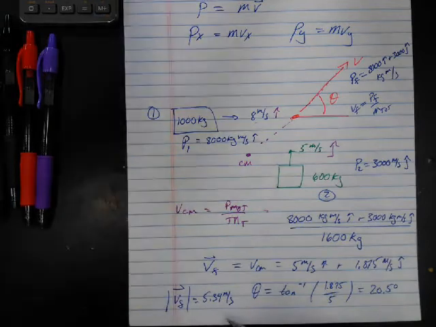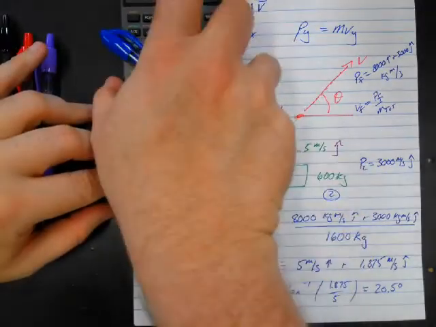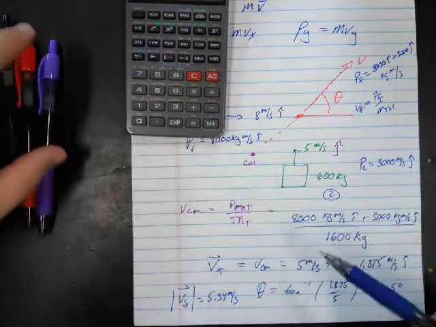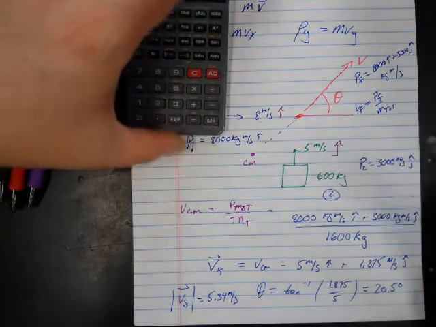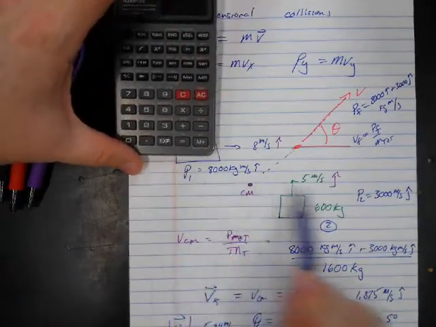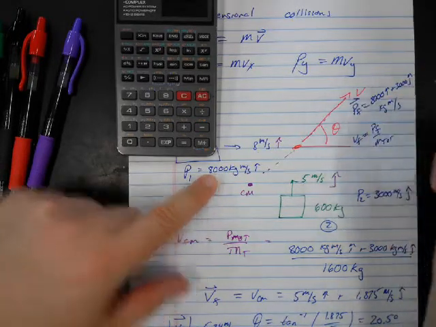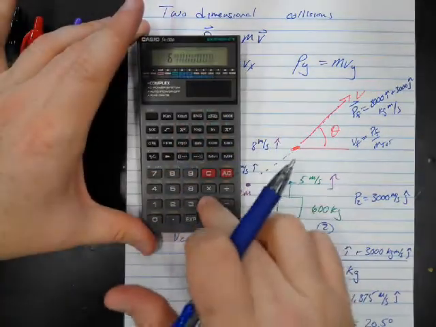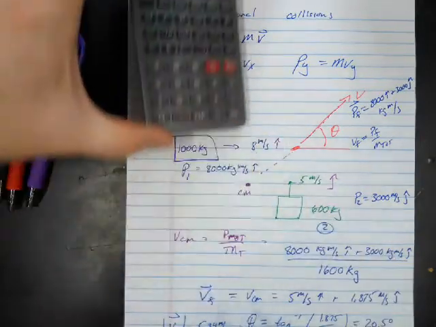Now we can check, does this make sense? 5.34 meters per second times our total mass, 1600, and we get something like 8,544. Now note that that is not 8,000 plus 3,000, right? But what you have to do is go and take these numbers and do the Pythagorean theorem to get whatever the length of this vector is. Right? So if we did that, 8,000 squared plus 3,000 squared, take the square root, you get the same thing.